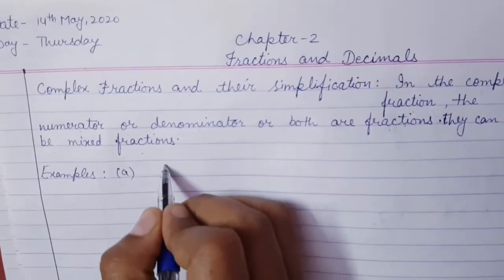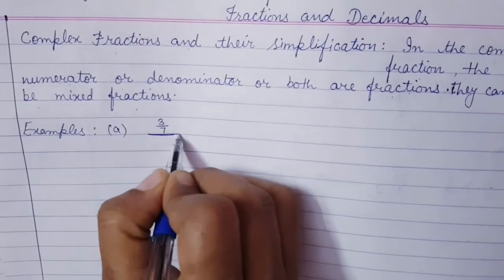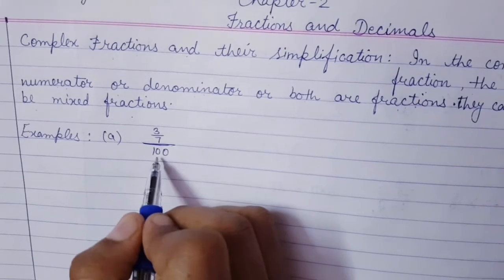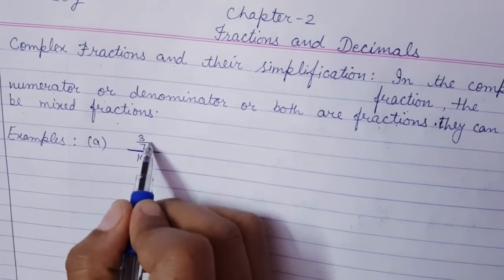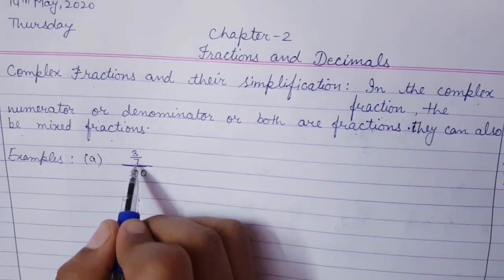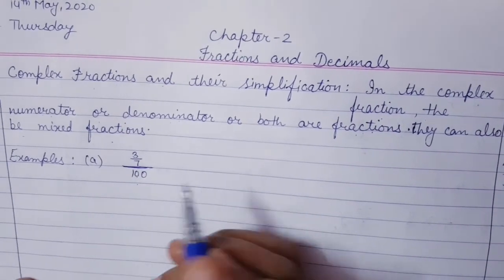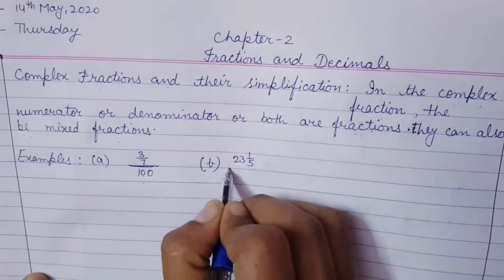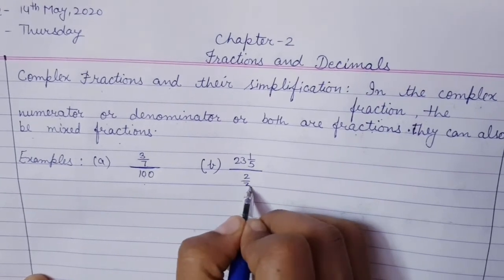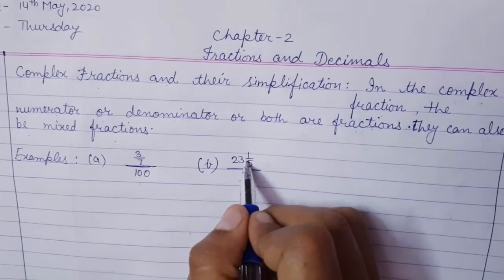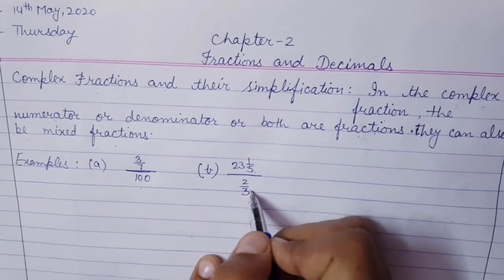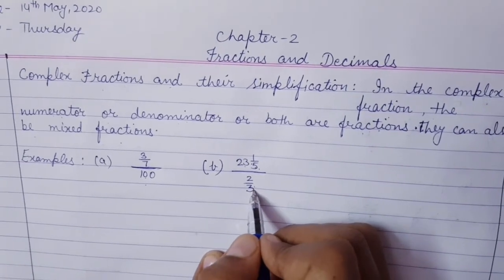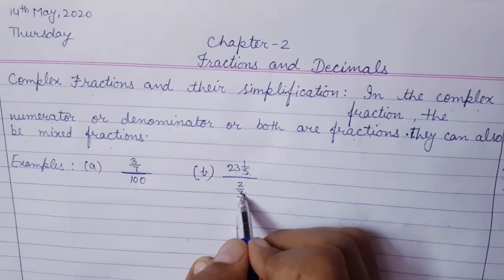First example is 3 upon 7 upon 100. Here you can see the numerator is 3 upon 7 and the denominator is 100. Numerator is in the form of a fraction, only numerator. Hence it is a complex fraction. Example B is 2 and 1 upon 5 upon 2 upon 3. Here the numerator and denominator both are fractions. Numerator is a mixed fraction and the denominator is a proper fraction. So it is also a complex fraction.